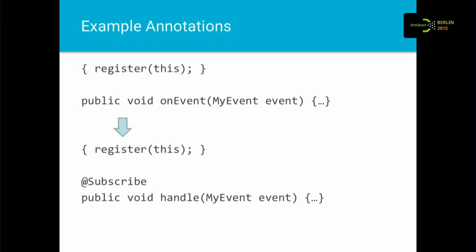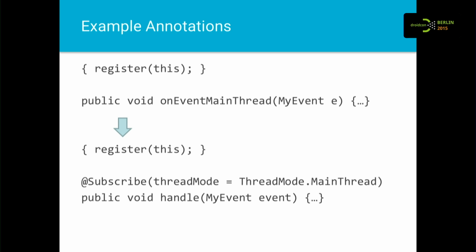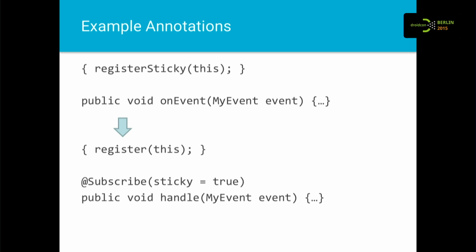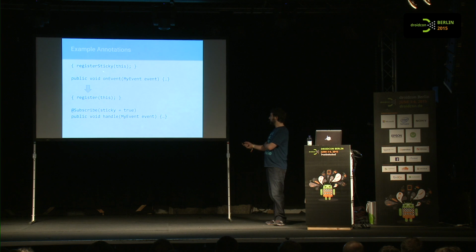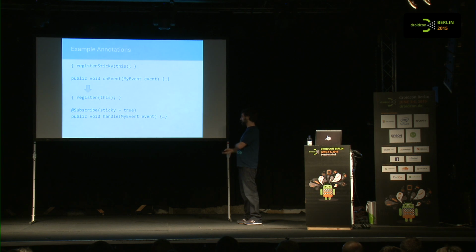So let's look at some examples of how this is done: this is version 2 and this is version 3. Nothing changes much. In the default case, you just add @Subscribe. That's it. And if you want to deliver it on the main thread, you had this naming convention, and here there's still no naming convention. You just go with another parameter for the annotation. And also, this time, registerSticky becomes register, and you just say sticky equals true.